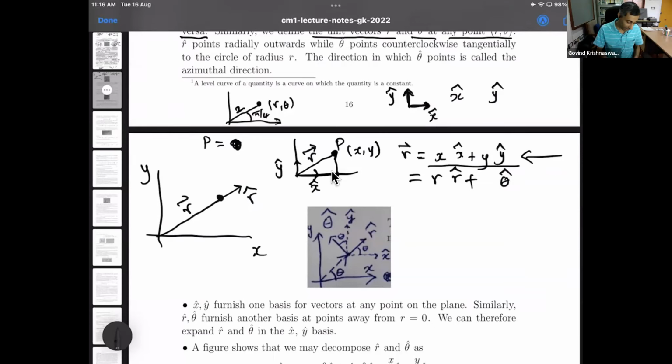No. Let us think. I have told you which way r hat points. Please tell me which way theta hat points at this point. Perpendicular to the plane, perpendicular to the r vector. That is true. But no, let's go back to the definition. r hat points in the direction of increasing r holding theta fixed. That is the story.